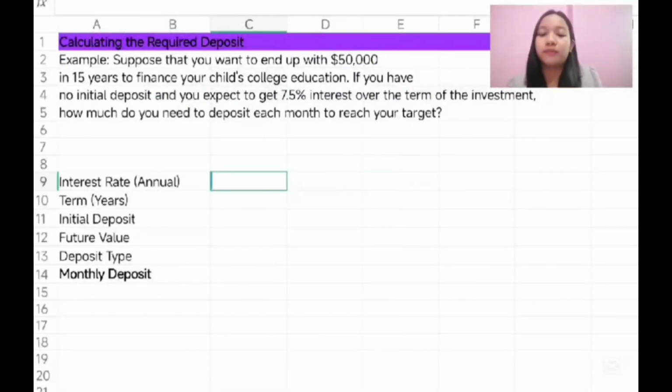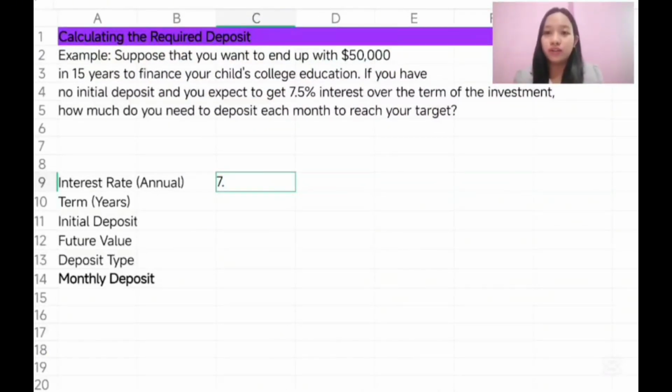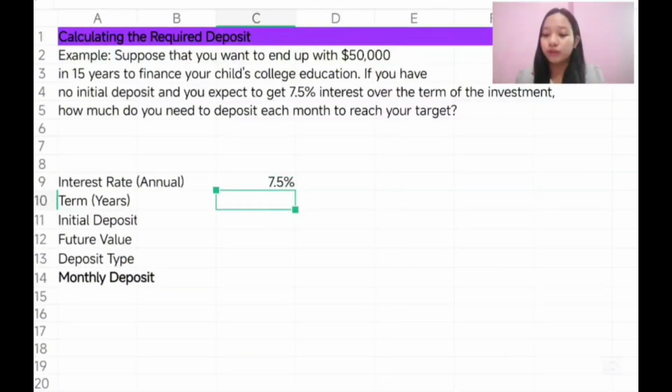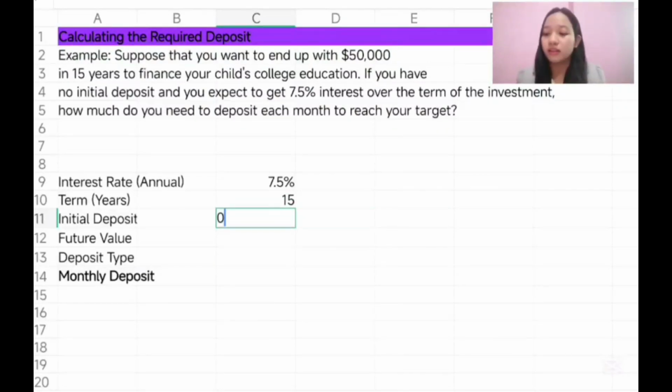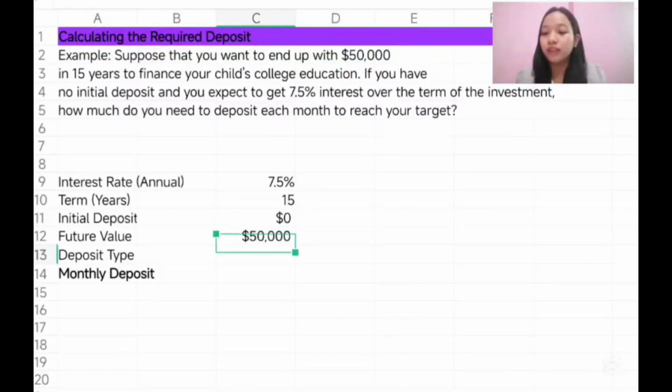So here's an example. Suppose that you want to end up with 50,000 in 15 years to finance your child's college education. If you have no initial deposit and you expect to get 7.5% interest over the term of the investment, how much do you need to deposit each month to reach your target? So our interest rate or the annual rate here is 7.5. Term or the years is 15 years. Initial deposit is 0. Our future value is 50,000. Our deposit type is 0.